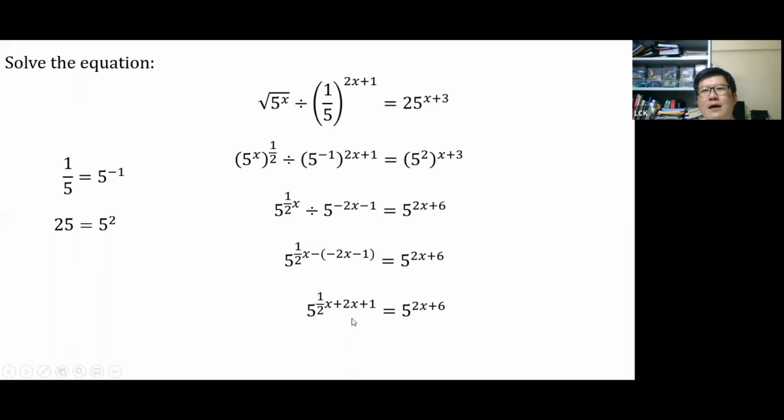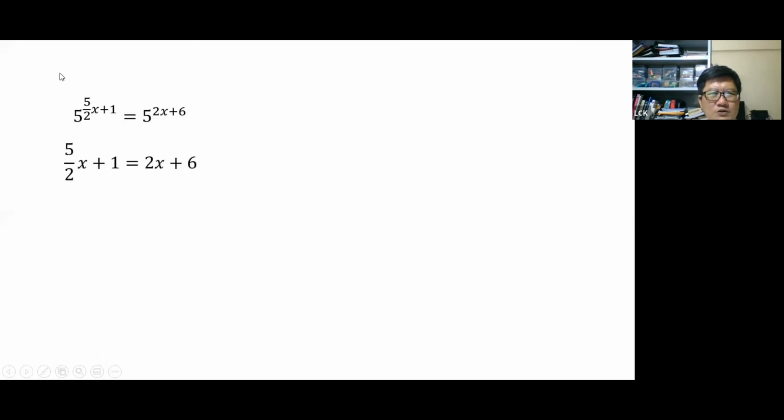So here, once you see that it's half x plus 2x plus 1, that's 5 over 2x. Half x plus 2x is 5 over 2x plus 1, 5 to the power of 2x plus 6. And once you have this, you see that your base is the same. Remember, for indices, you are either going for the base that's the same or the index that's the same. And for this question, it's the base that's the same. And so we can equate these two indices. 5 over 2x plus 1 equals 2x plus 6. All right, these indices must be the same.